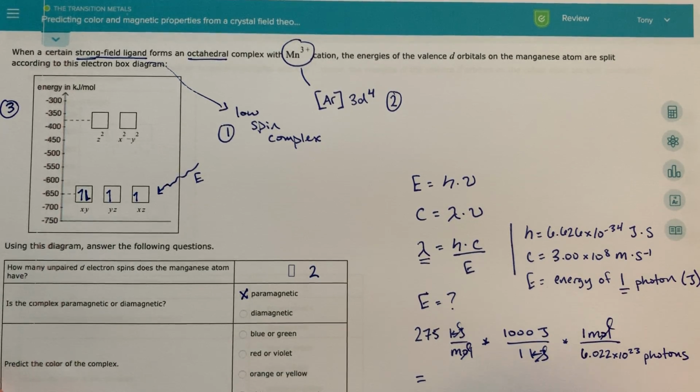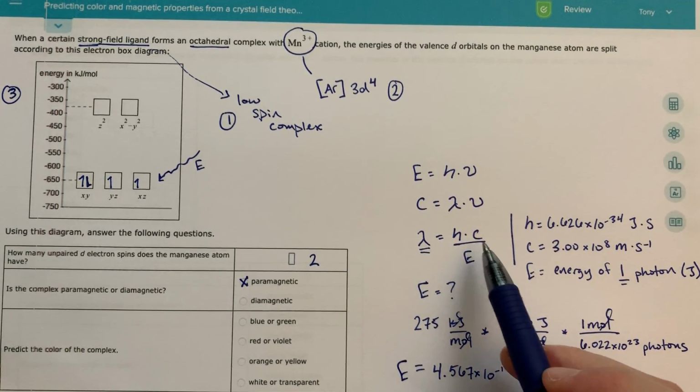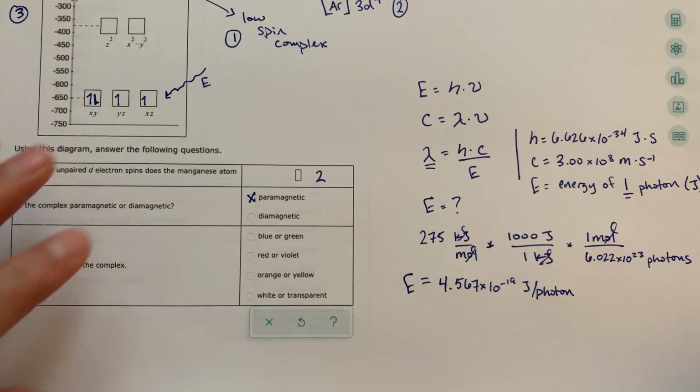This is going to equal 4.567 times 10 to the minus 19th joules per photon. So that's just doing this calculation here to get to this energy, and that is our E that we can then plug into our equation up here. So let's go ahead and do that.